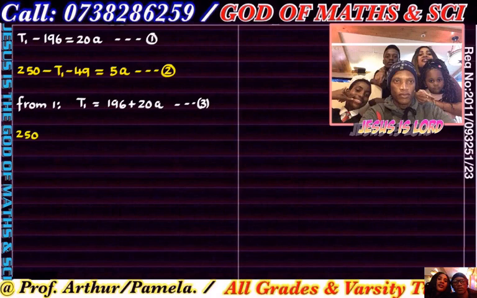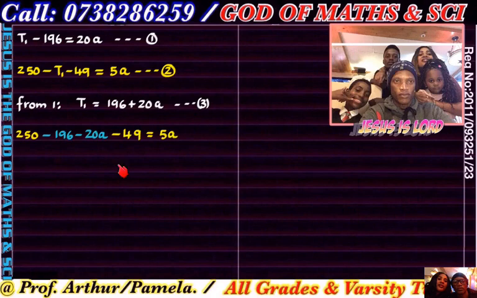I'm doing it after changing the sign. It's going to be minus 196. You understand that because you're in grade 12. Minus the 20A, and then minus the 49 equals to the 5A.